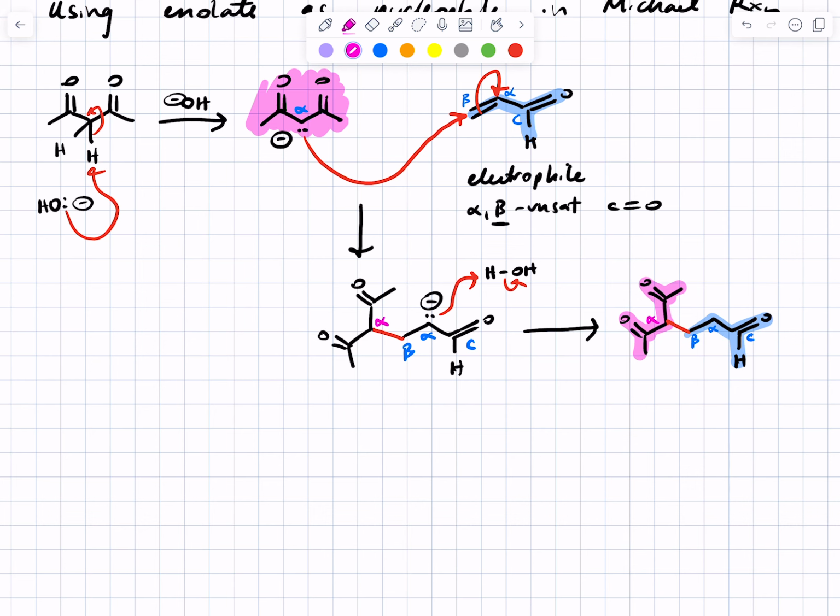Okay, questions about that mechanism? Yeah? Which steps are reversible and which are not? I know that retro-Michael reactions are possible, but I don't think your text talks about them. Let me just check on that. But I think that's true.